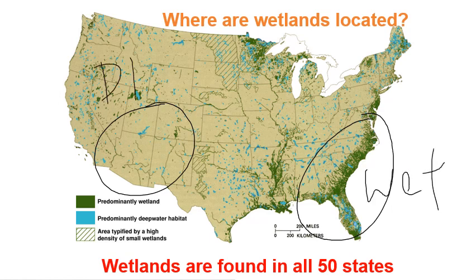The west is pretty dry. It doesn't rain a whole lot, but all 50 states have at least some locations where the water goes and hangs out and makes the land wet for at least part of the time. So to answer this question, where are wetlands located? All 50 states. But there are more of them in the east than there are in the west because it rains more here.